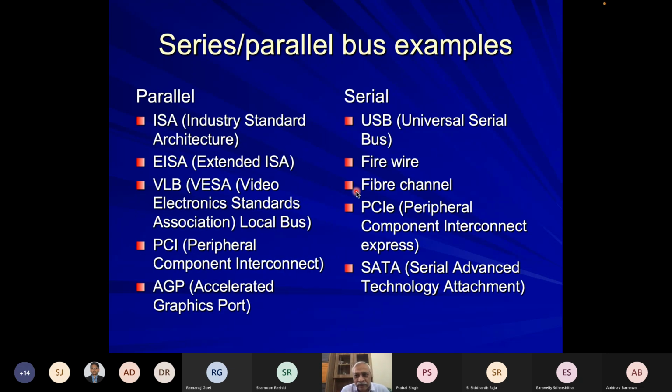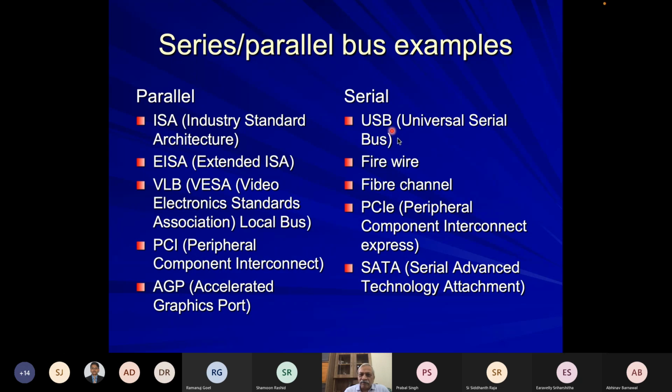Here are some examples of parallel and serial buses. These are some industry standards: ISA, EISA, VLB, PCI, AGP. Different standards have emerged in industry for different uses, and many of these keep getting revised for higher and higher specifications.